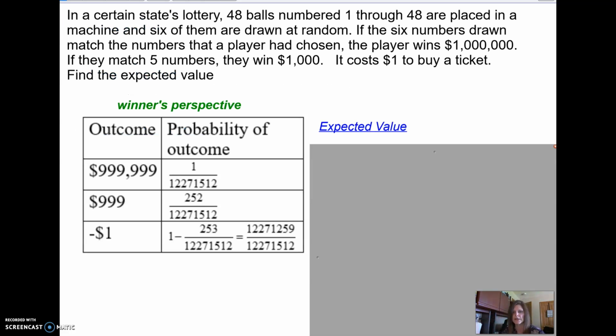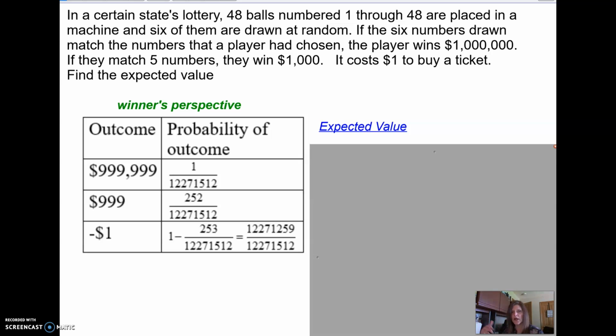In a certain state's lottery, 48 balls are numbered 1 to 48, placed in a machine, 6 drawn at random. If the 6 numbers drawn match the numbers that a player has chosen, that player wins $1 million. If 5 of the numbers match, they win $1,000. It costs $1 to buy a ticket, and we're asked to find the expected value.